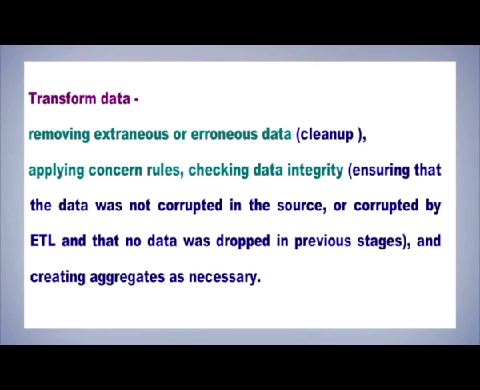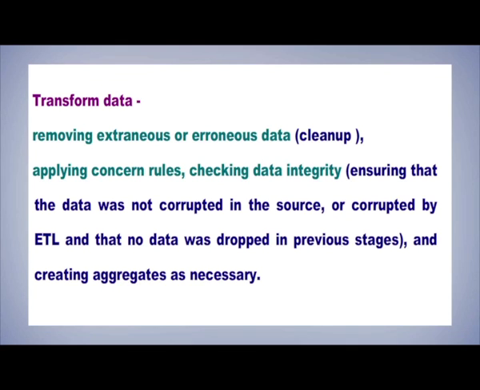And after you have done validation, now assume that we have the correct data. Now with the correct data, what we have to do is transform the data. So let us see what transforming the data is. Transforming the data means removing the extraneous or erroneous data. That is, we are cleaning up the unwanted information by applying the relevant rules and by checking the data integrity. You need to ensure that the data was not corrupted in the source or by the ETL, and that no data was dropped in previous stages. We need to be very careful that we remove only the unwanted data and retain the correct data. And later we can create aggregates as necessary depending on the group of data that exists.